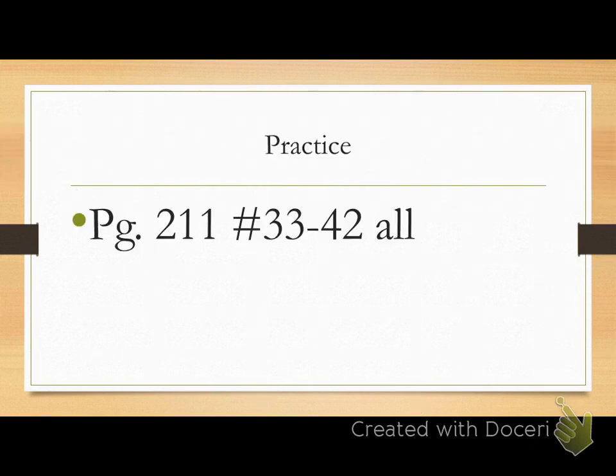So that's all I have for us today. So our assignment for today is page 211, numbers 33 through 42 all. It's just doing like what we did on this example right here. You're looking at the sign changes for f of x for our positive real zeros. You're looking at the sign changes on f of negative x for the negative real zeros. And you're creating charts on all of them like we did on this example right here.